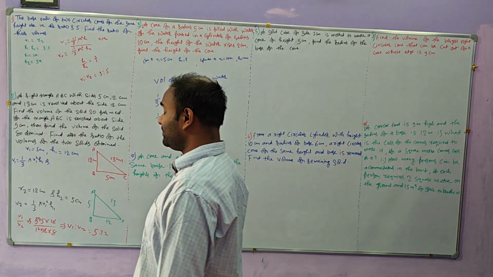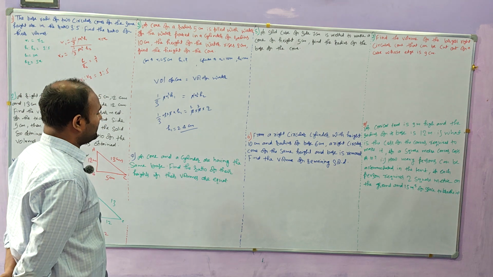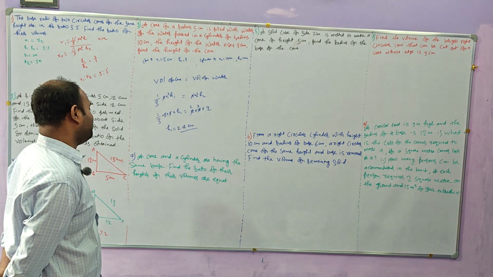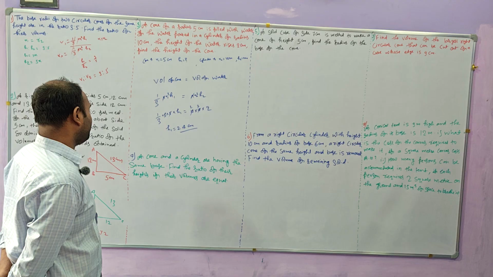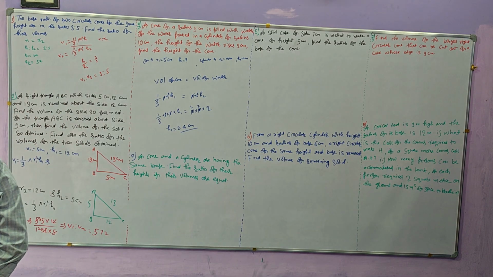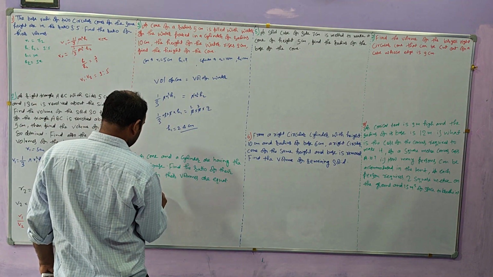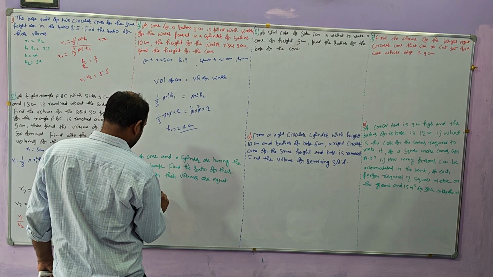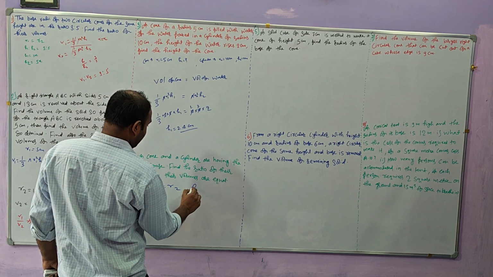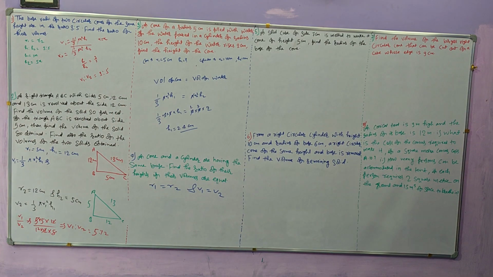In another question, a cone and a cylinder are having the same base. Find the ratio of their heights if their volumes are equal. That means a cone and cylinder have the same base, so R1 is equal to R2 and their volumes are equal, V1 is equal to V2.